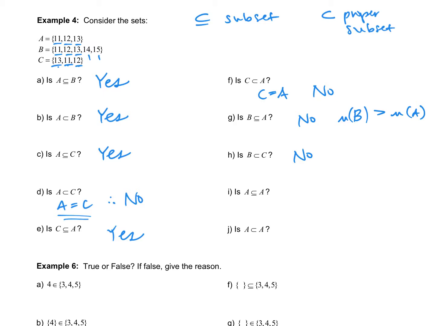Is A a subset of A? Yes, A is A. We noticed in our example before, if they're equal, as long as it doesn't say a proper subset, we're good. And speaking of which, here it says, is A a proper subset of A? No, because they are equal. A equals A.